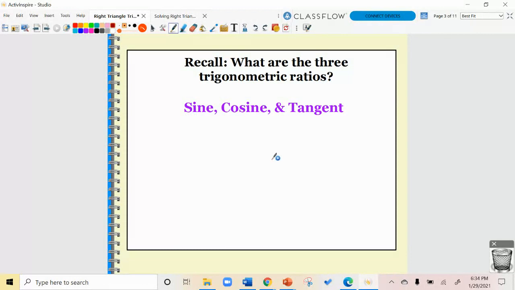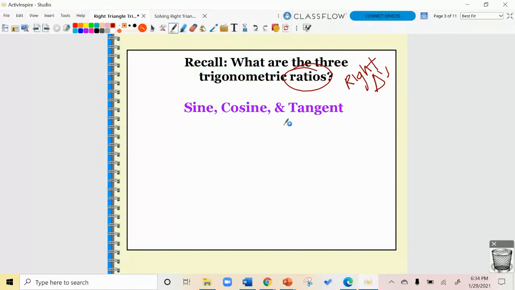Sine, cosine, and tangent, right? And they are trig ratios of right triangles. It is called right triangle trig, right triangles, right? And so when we're saying it's a ratio, that's why I keep saying the word ratio. Sine is the ratio of what? Opposite to hypotenuse. Cosine is the ratio of adjacent to hypotenuse. Tangent is the ratio of opposite to adjacent.